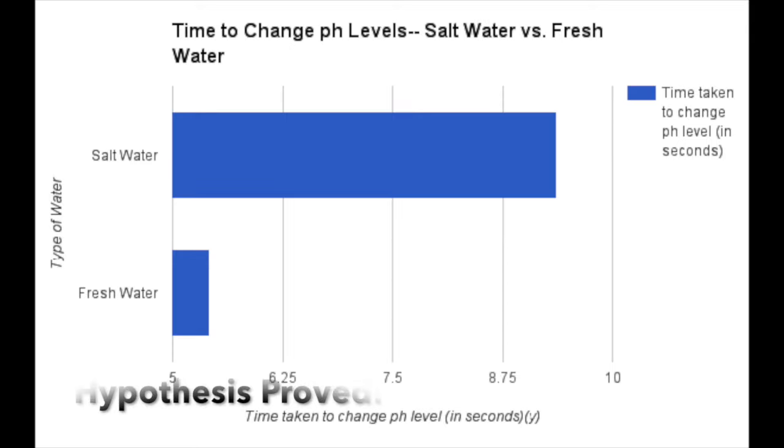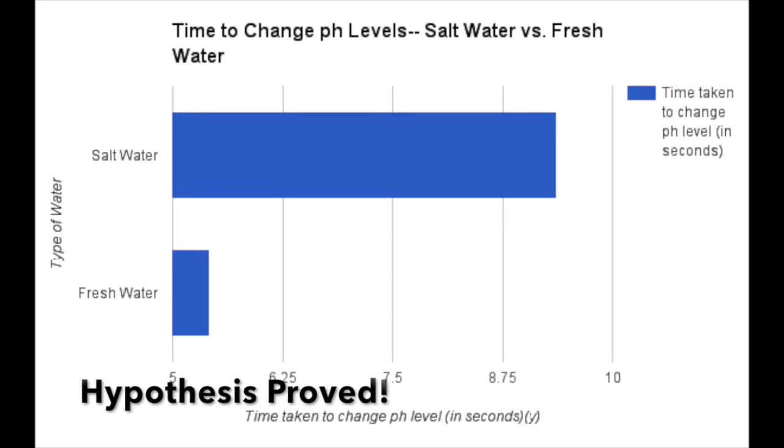It took the salt water approximately 9.36 seconds to change pH level, while it took the fresh water only 5.42 seconds. Based on these results, we proved our hypothesis that if we added carbon dioxide to both the fresh and salt water, then the fresh water would change its pH level faster because the salt water's buffering system makes seawater more resistant to change in pH levels.